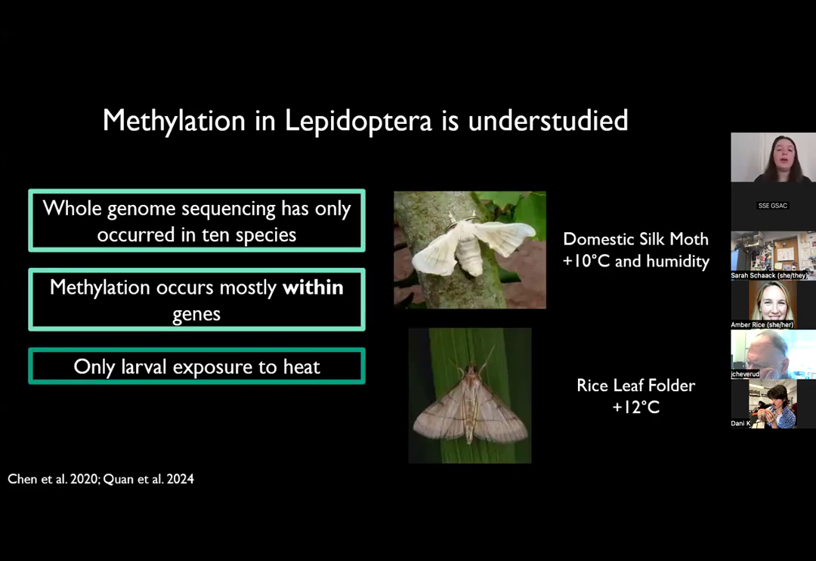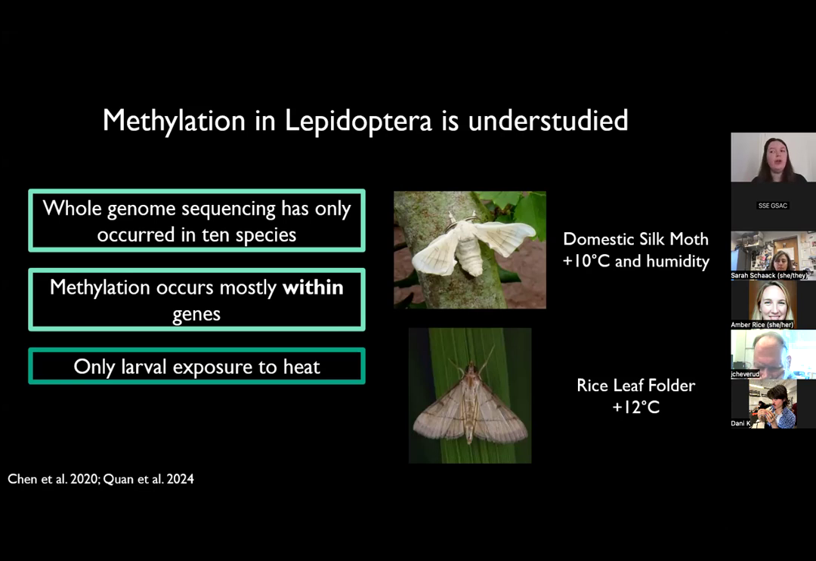For those, there were a couple that have looked at the effects of heat on whole genome or on DNA methylation. And you can see them here. So the domestic silkworm or the silk moth, they had plus 10 degrees Celsius, but they also looked at it in the context of humidity. And then we have the rice leaf folder. They had 12 degrees increase in Celsius. But what's important to note is that they exposed their moths to elevated temperature during the larval life stage.